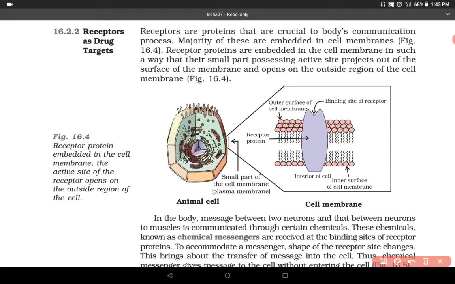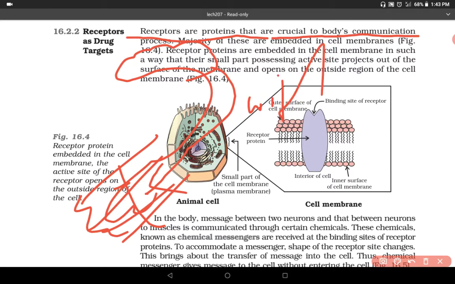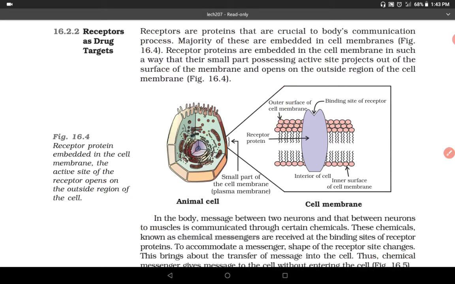Receptors are proteins that are crucial to the body's communication. You already know about that. When we touch any hot substance, we lift our hand. This is because the receptor senses this and sends it to the neuron of the brain, and the brain again, through a relay neuron, sends the information back to the hand to take it off. Within a millisecond this process takes place. That is called a receptor.